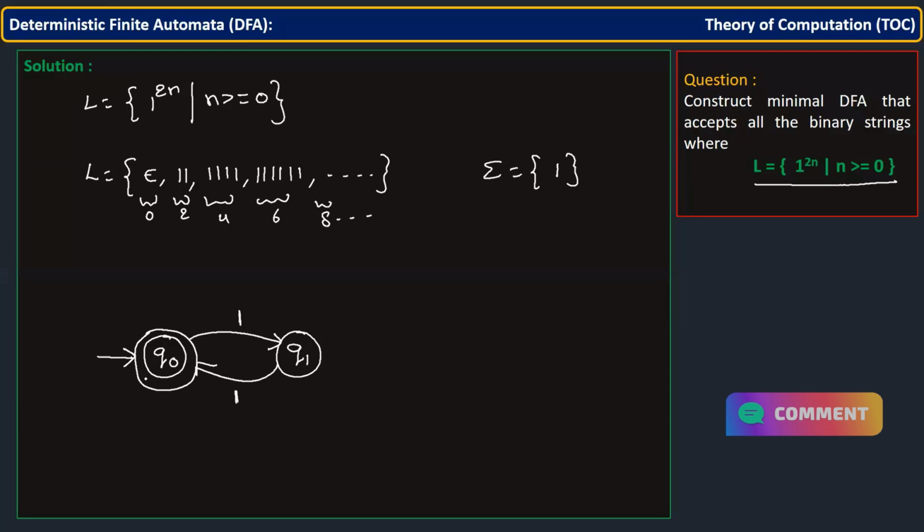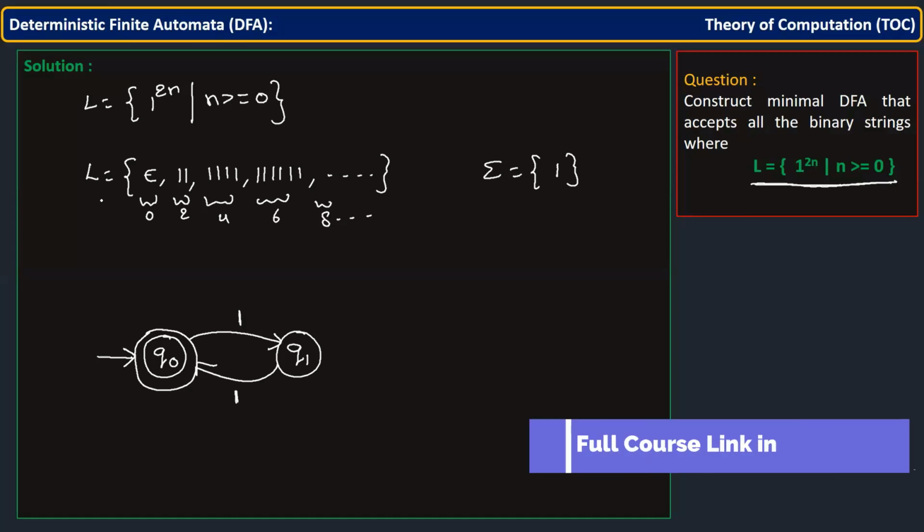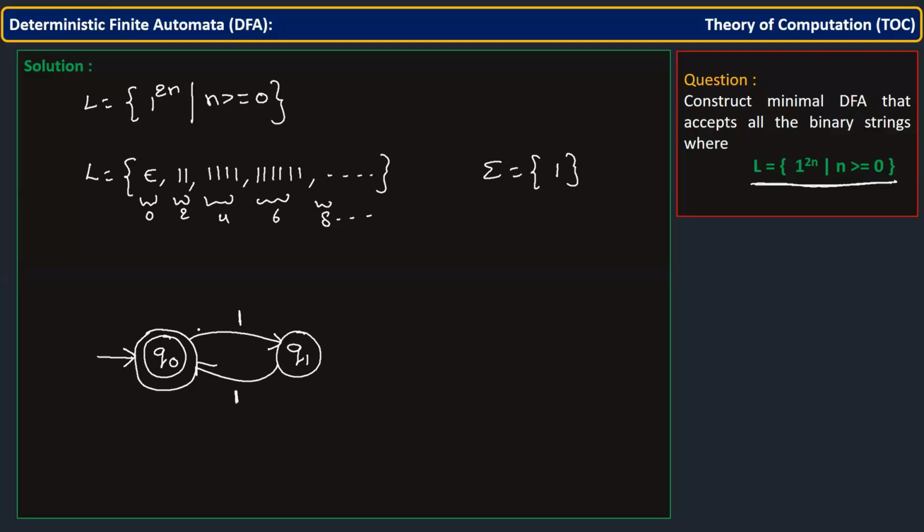Is it clear? So that is the DFA for the given L. How simple! Always try to construct the language of words first. Then it is very easy to construct the DFA.